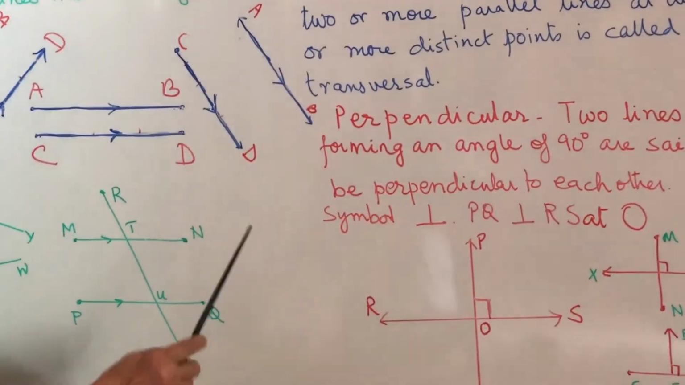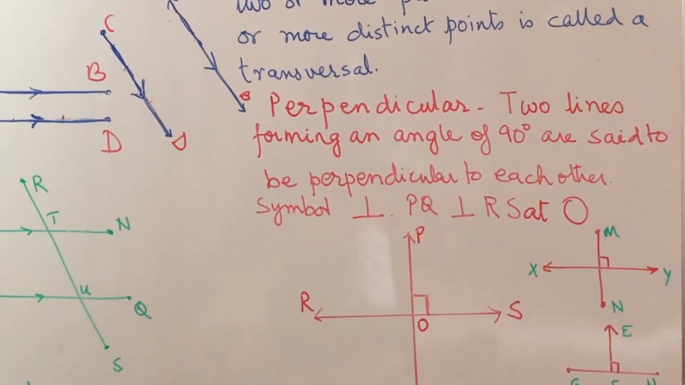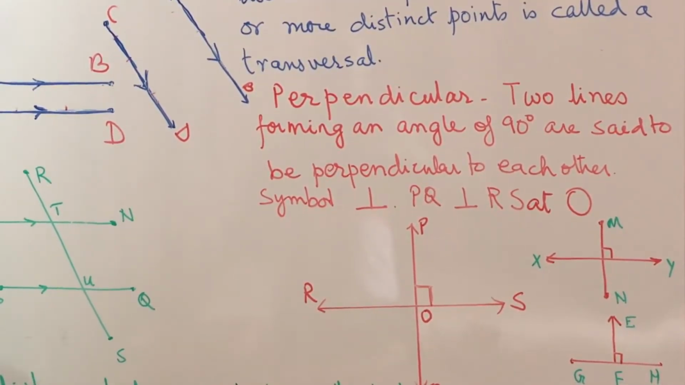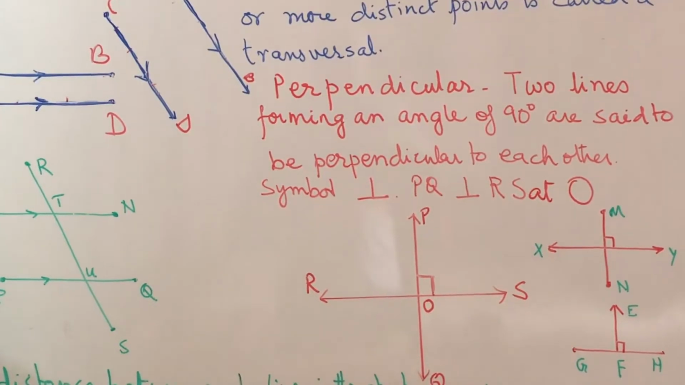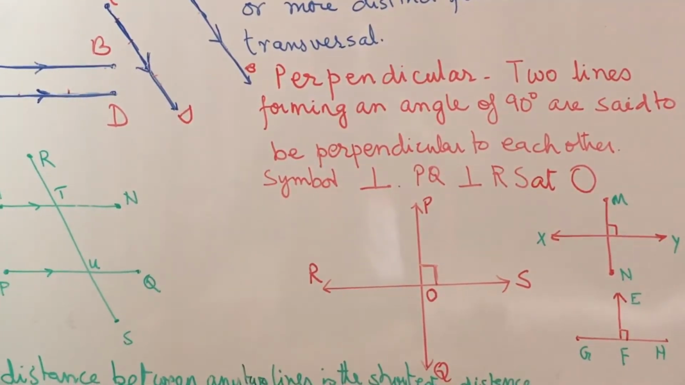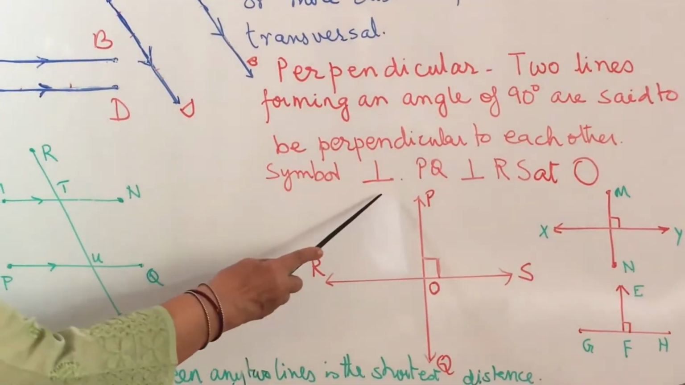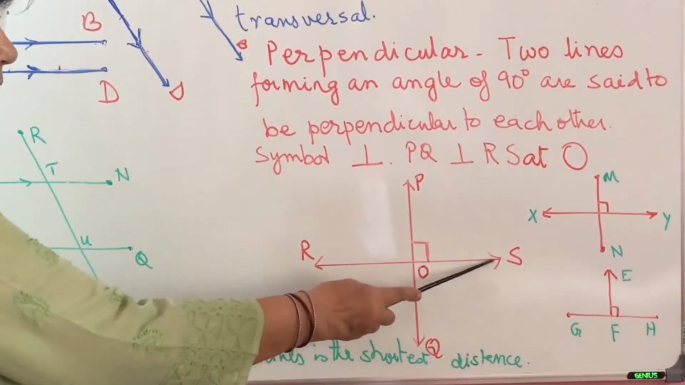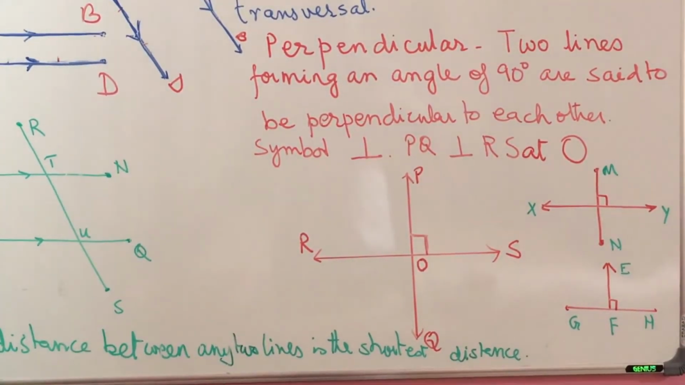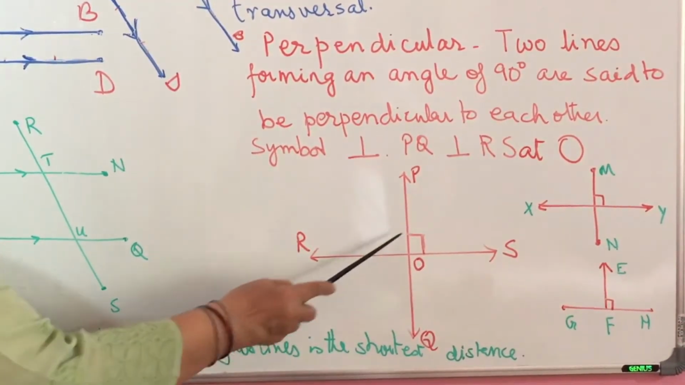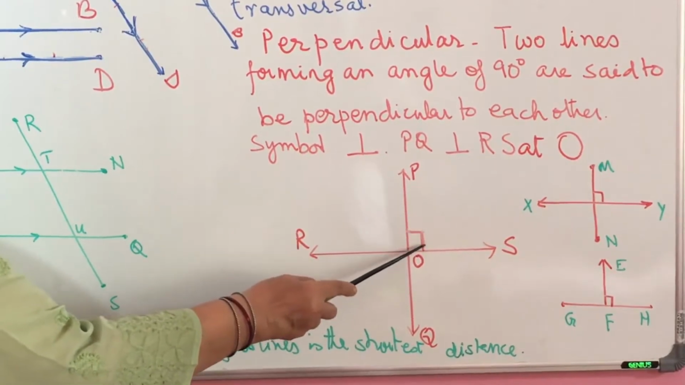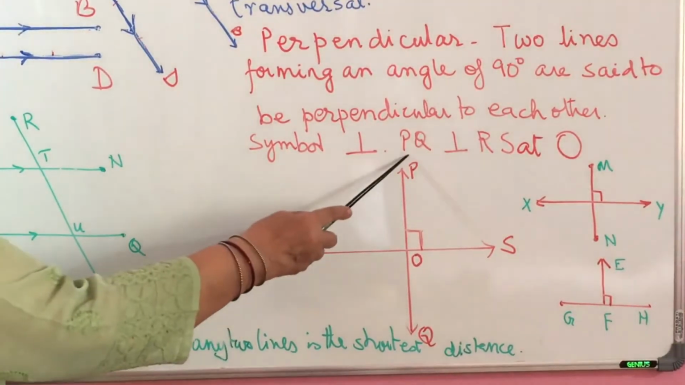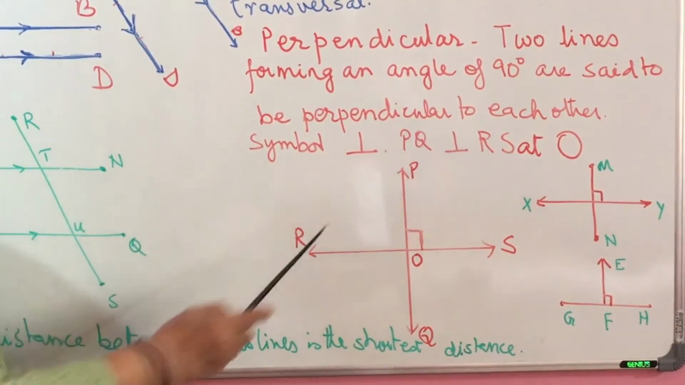Perpendiculars are two lines forming an angle of 90 degrees. Then the two lines are said to be perpendicular to each other. The symbol for perpendicular is this. I have drawn two lines PQ and RS. The angle between PQ and RS is 90 degrees. This is how the angle of 90 degrees is represented. And I write PQ is perpendicular to RS.